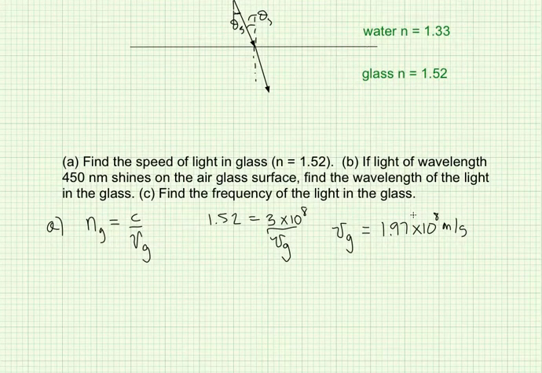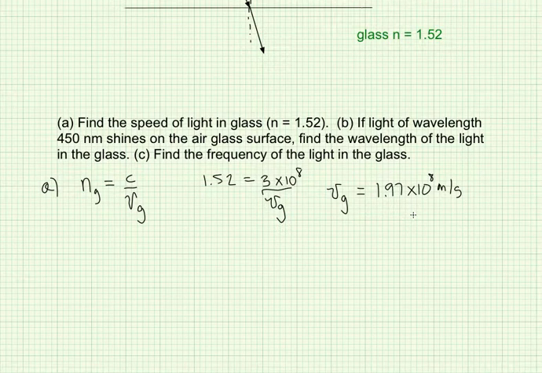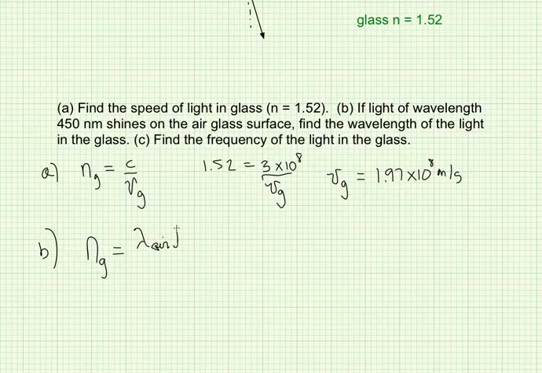Now let's take a look at the next one. It says if light of wavelength 450 nanometers shines on the air-glass surface, find the wavelength of the light in the glass. Okay, so for part B, we know that the index of refraction of glass is going to equal c, which is the wavelength in air times the frequency in air, divided by the wavelength in glass times the frequency in glass.